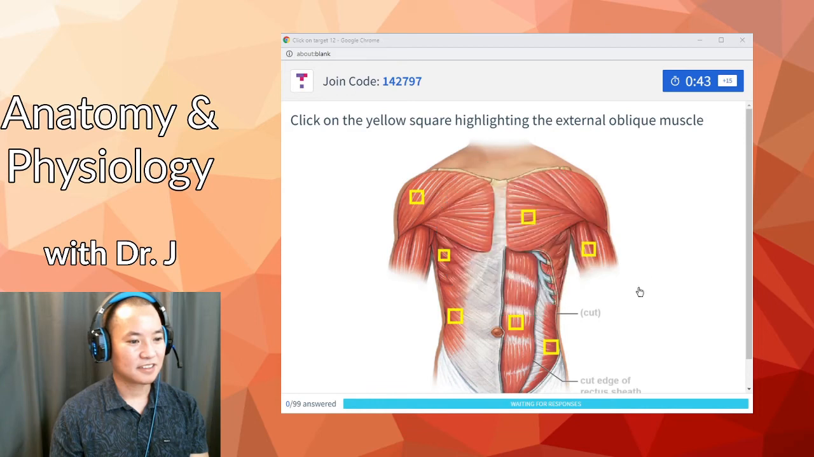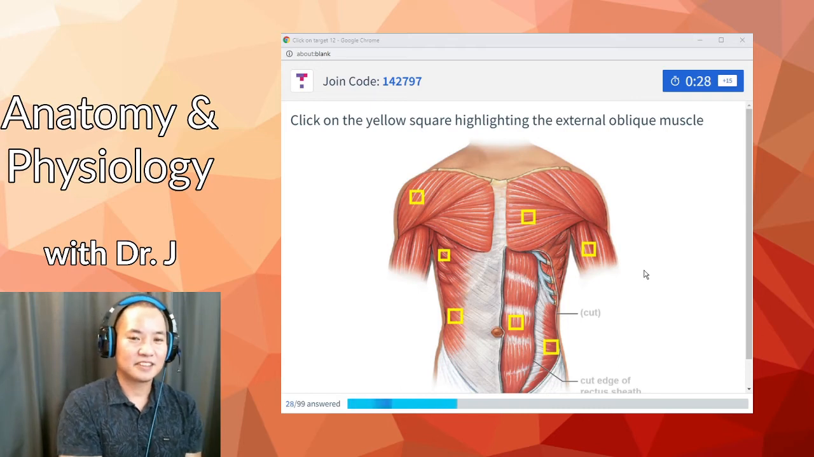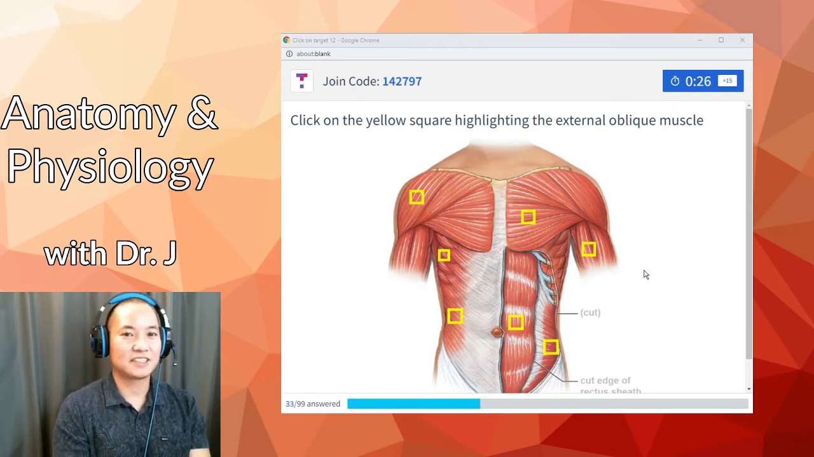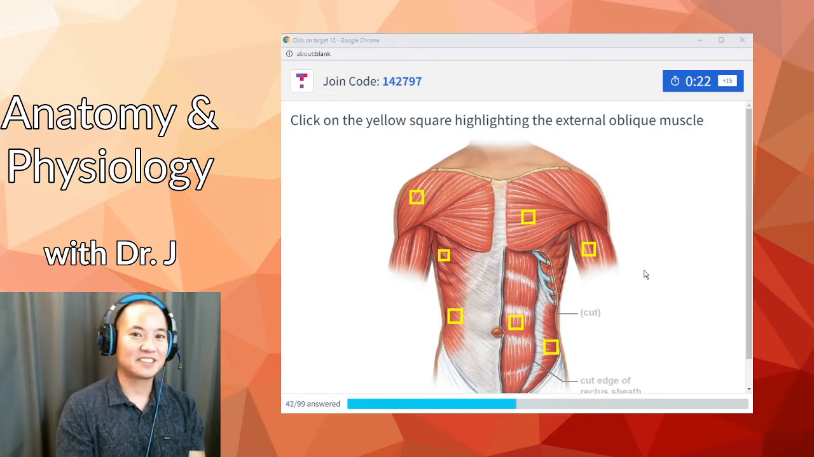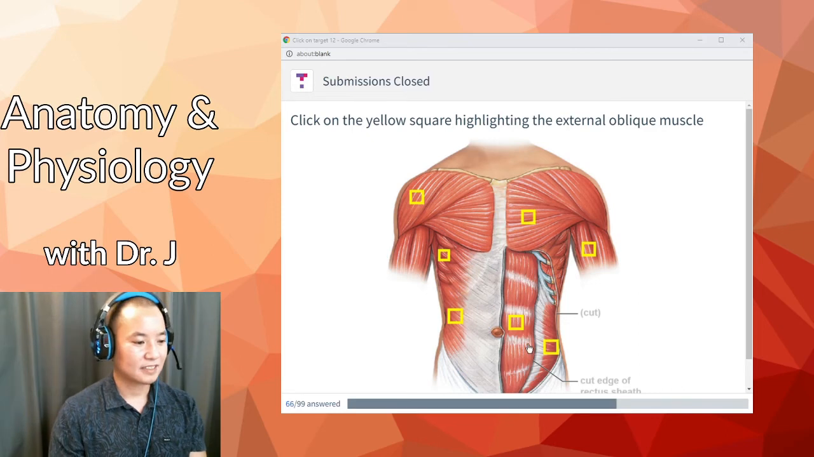Click on the yellow square highlighting the external oblique. Remember, internal versus external: which is out, which is in? And oblique, we did cover this last lecture. What does oblique refer to? Okay, let's see how everyone did. Some of you clicked here, some of you clicked here. Now they are both oblique.